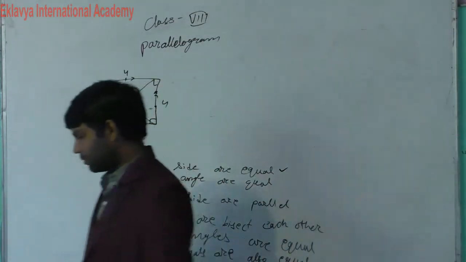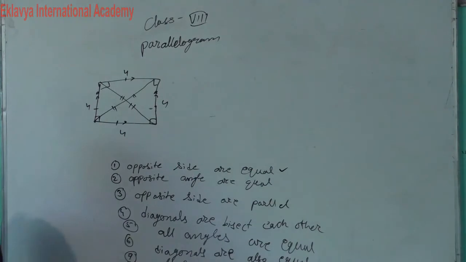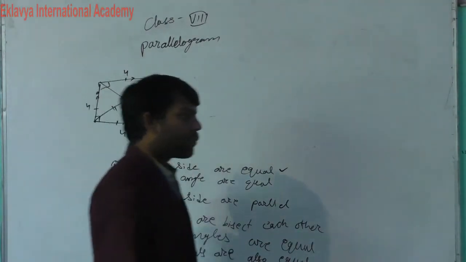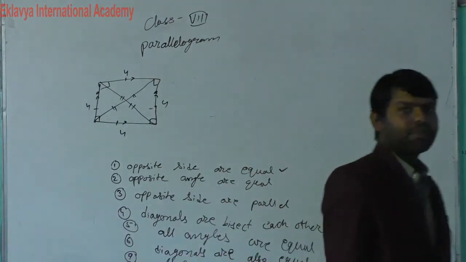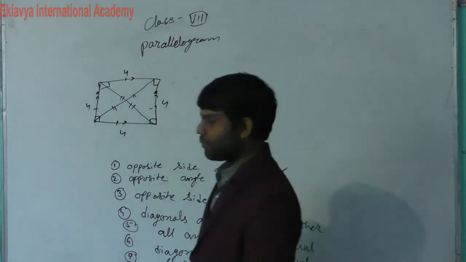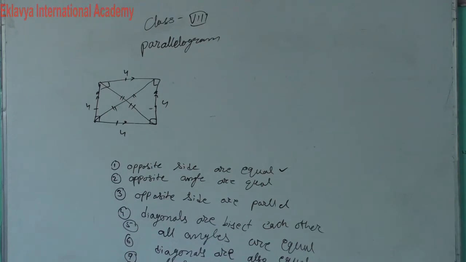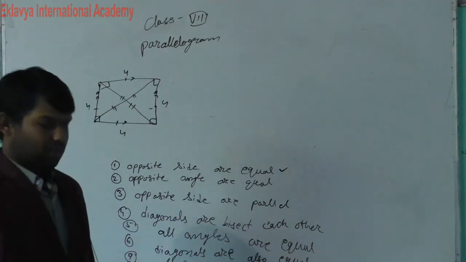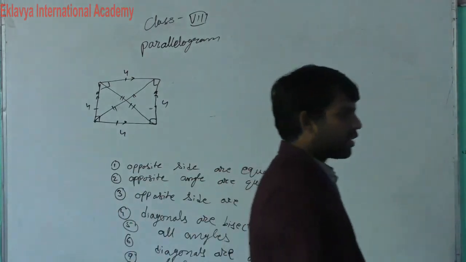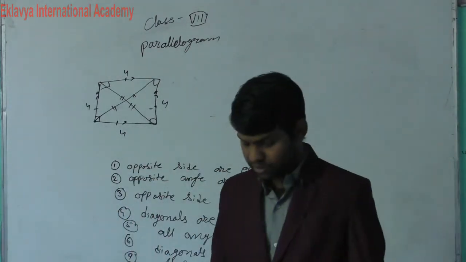Now here we will say that all properties of parallelogram, rectangle and rhombus we will have in the square. So in the square we will say that we have all properties of parallelogram, rectangle and rhombus. Now we will do some questions of parallelogram here.